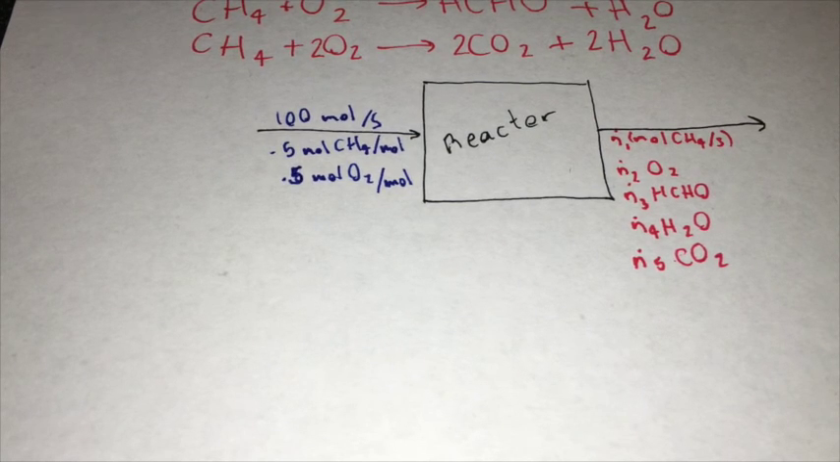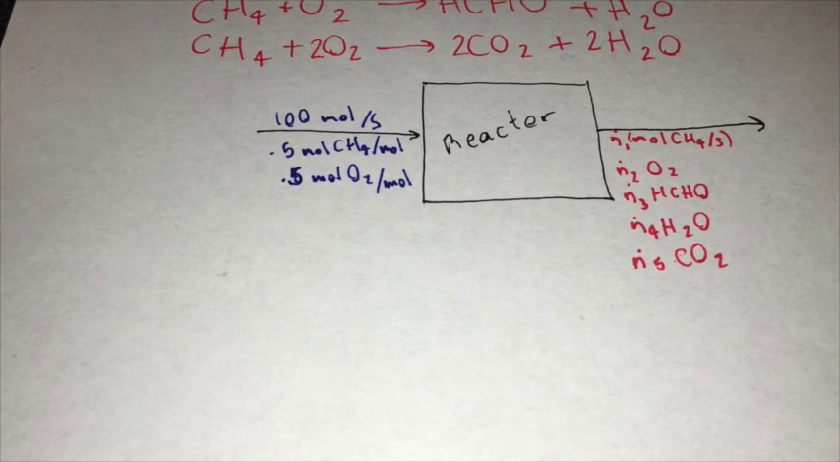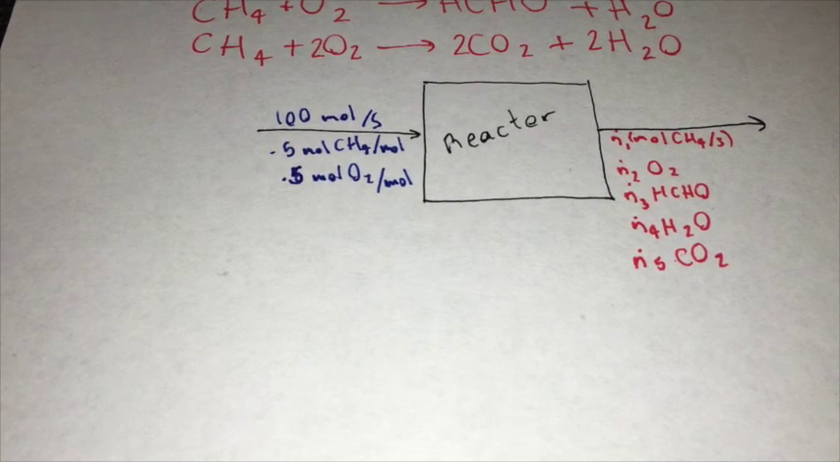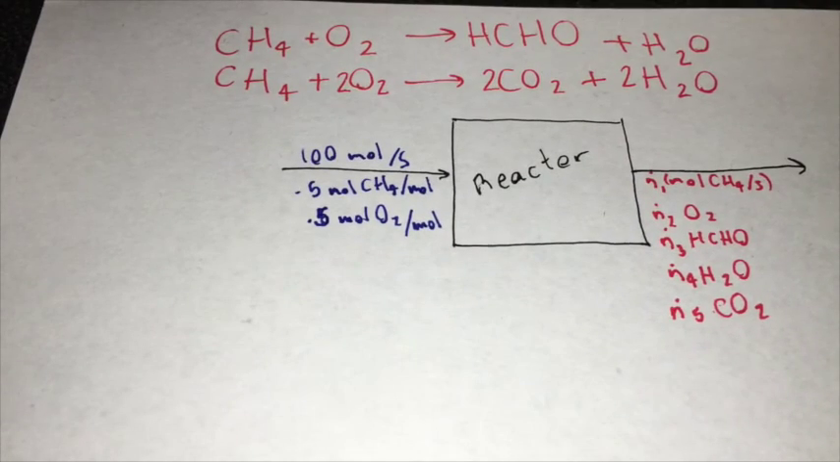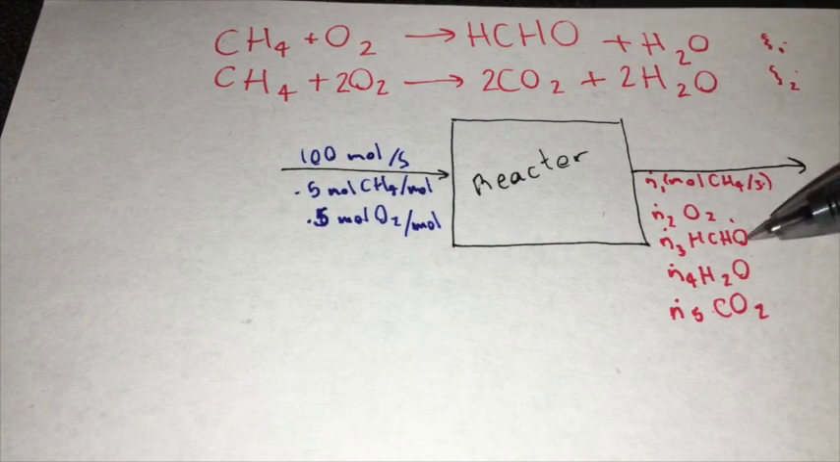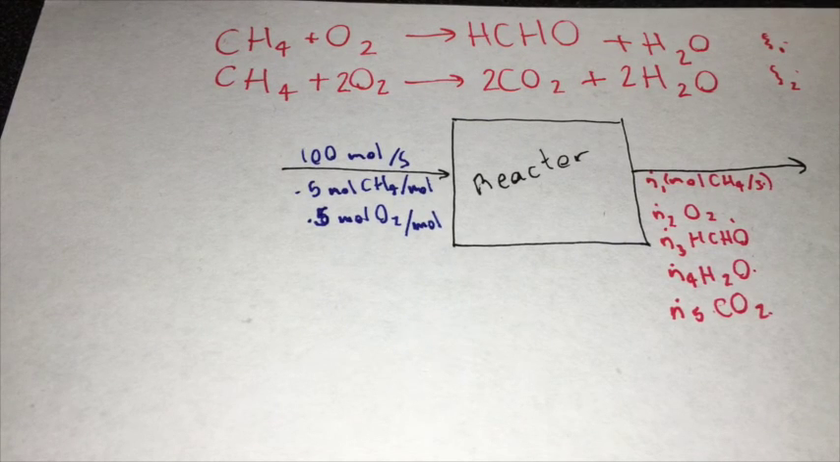So in this process, the unknowns are in red, and they are molar flow rates N1, N2, N3, N4, and N5, right here. And also the extent of the two reactions that we have up here. Each one of these reactions is going to have an extent. So we have 1, 2, 3, 4, 5, 6, 7 unknowns.